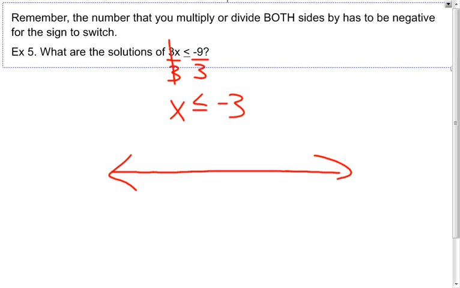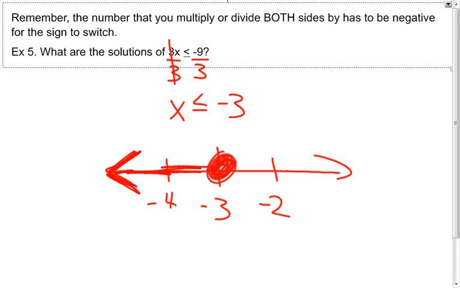This one doesn't tell me to graph, but I'll do it anyway. Negative 3. Don't forget to get your negative numbers in the right order. This one does have an equal part, so I'm going to shade in my dot. Variable's on the left, so I can do what the arrow says. Arrow's pointing to the right, so I'm going to shade to the right. Or sorry, left. This is left. Okay?